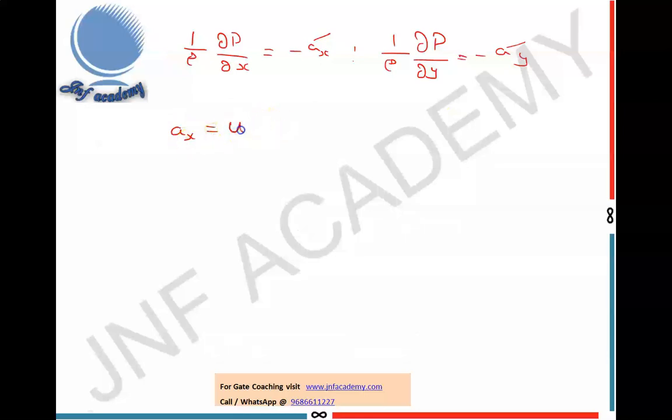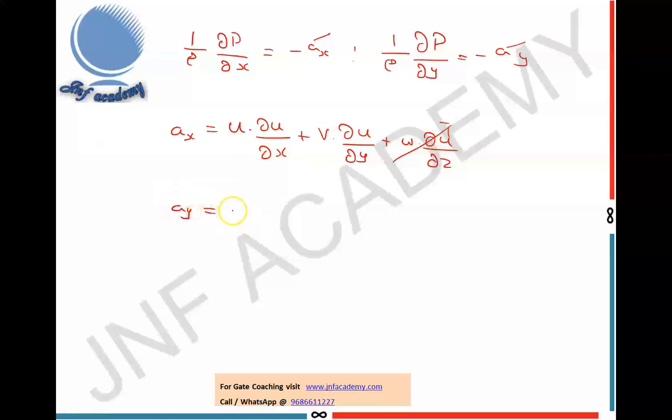Since it's a steady flow, we will ignore the unsteady term. So we'll get only the convective acceleration, u ∂u/∂x plus v ∂u/∂y. Again, w will come into the picture, but since it's a two-dimensional problem, I'm just stopping here. Otherwise, you will also get w ∂u/∂z. But as of now, it's a two-dimensional problem, so I'm neglecting that. Similarly, ay is equal to u ∂v/∂x plus v ∂v/∂y.